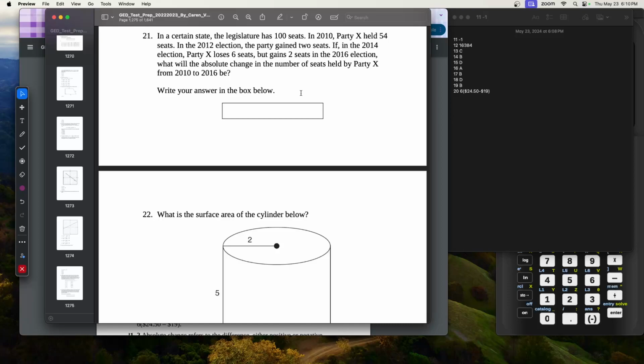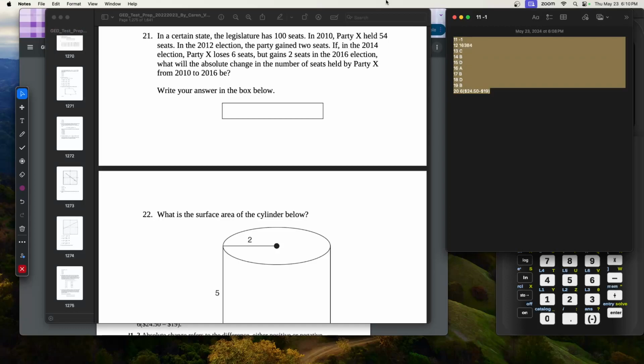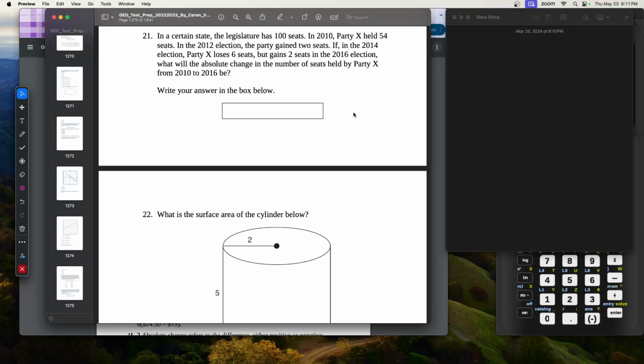21. Let's try this one. Let's see if you guys can do this one. Definitely the questions are getting harder. You guys have been keeping up nicely so far. We have question 21. In a certain state, the legislature has 100 seats. In 2010, Party X held 54 seats. In the 2012 election, the party gained 2 seats. If, in the 2014 election, Party X loses 6 seats but gains 2 seats in the 2016 election, what will be the absolute change of the number of seats held by Party X from 2010 to 2016? Feel free to read that as many times as you need.